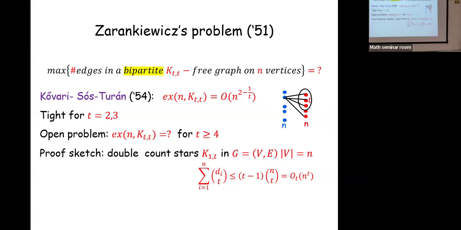Why? Because if we count it from this perspective, I fix some t-tuple, and I ask myself, how many stars are such that these are the t leaves? How many? Well, the center is somewhere here. There is one center, another center maybe. How many? At most t minus 1 centers, because if there would be t centers that use the same t leaves, we would have a K_{t,t}, right? So each t-tuple can be the leaves of at most t minus 1 stars. How many t-tuples are there? At most n choose t. So it's at most t minus 1 times n choose t, and that asymptotically is roughly n to the power t. So this is one side. What about the other side?